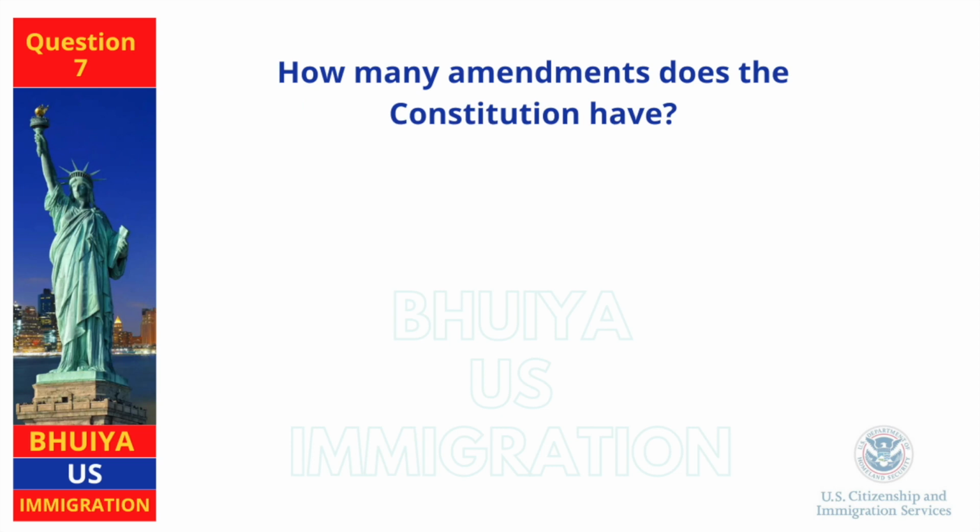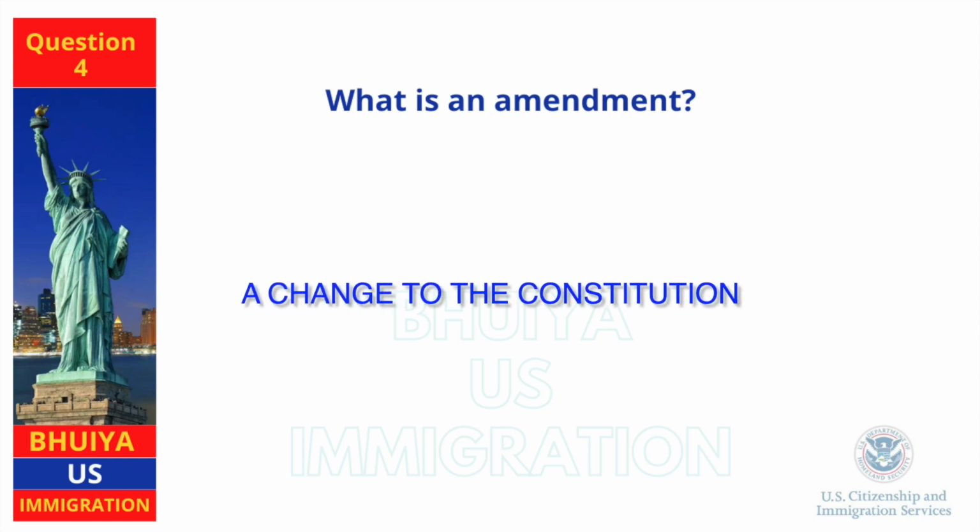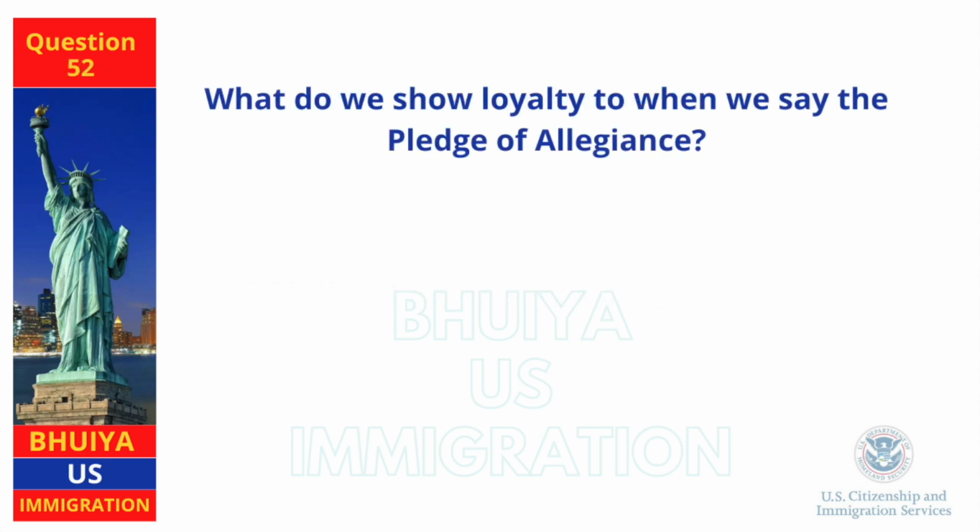How many amendments does the Constitution have? 27. What is an amendment? A change to the Constitution. What do we show loyalty to when we say the Pledge of Allegiance? The United States.